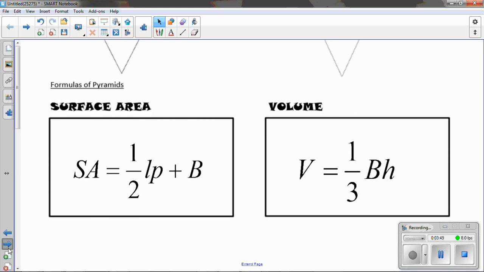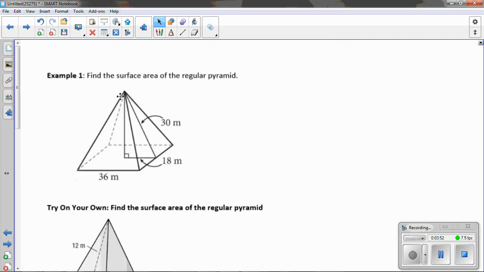So let's try an example. So here's an example. This line in the middle that didn't have any number with it, that is the height. This line on the outside here is the slant height. You see the difference? Height goes through the middle of the pyramid, slant height's on the outside. Okay? So this one wants you to find the surface area.